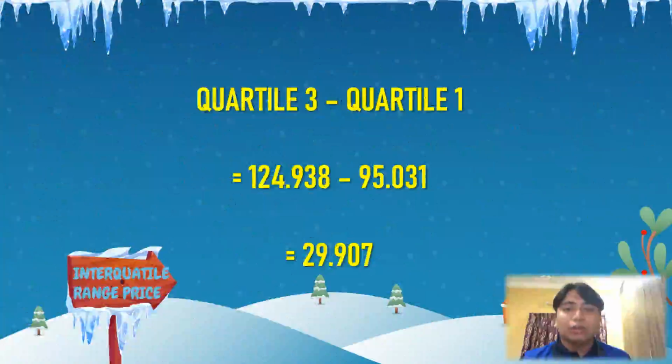Next, we go to calculate the interquartile range for price. The formula to calculate the interquartile range for price is the value of quartile 3 minus quartile 1, and the answer we get is 29.907. This is the answer for the interquartile range for price.